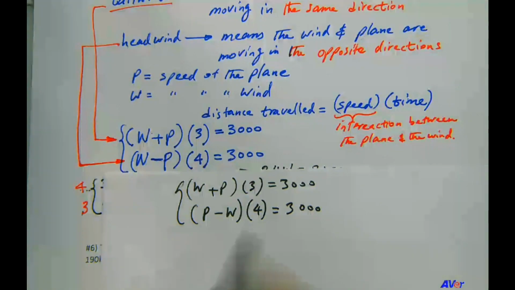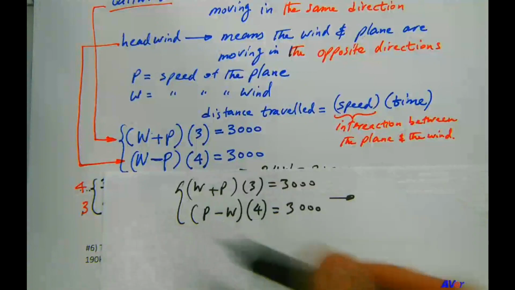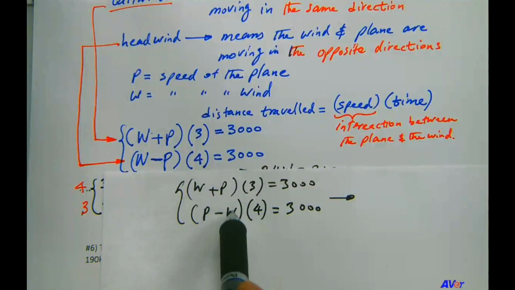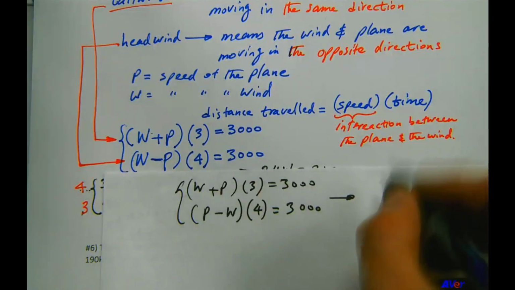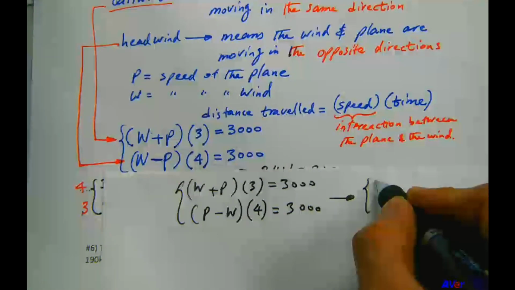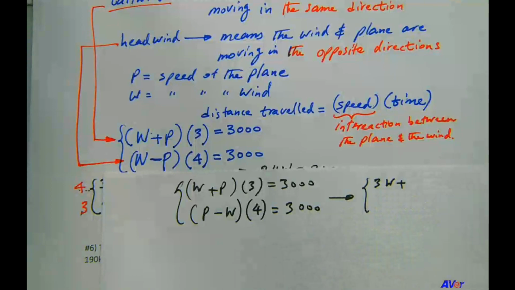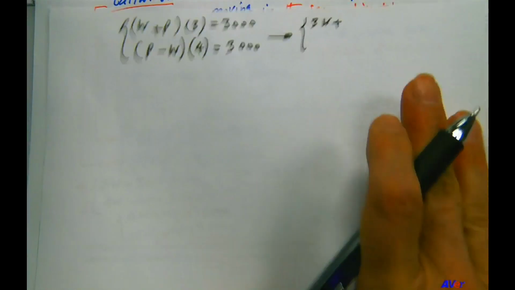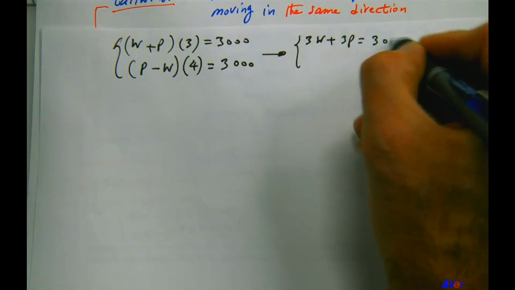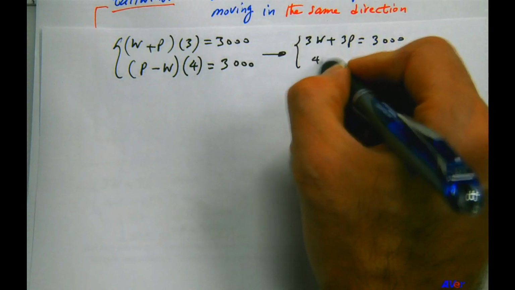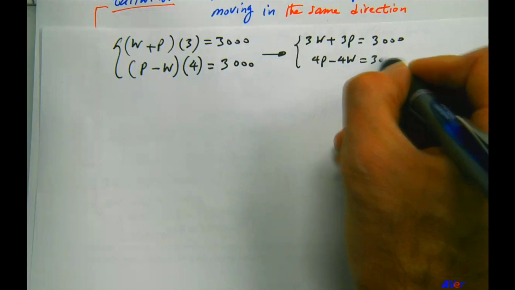Okay, so let's solve this. I think that's the issue, because it's the wind that is changing direction, not the plane, or is assumed. But let's see if that is going to make the difference. So we have 3W plus 3P equals 3,000, and then 4P minus 4W equals 3,000.